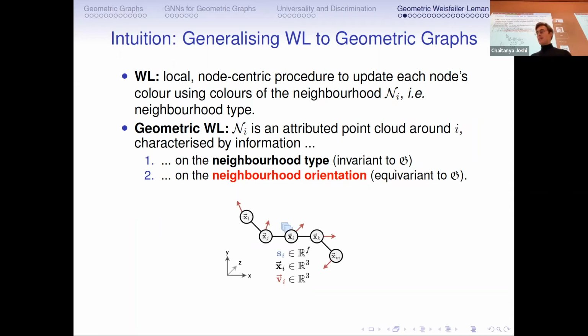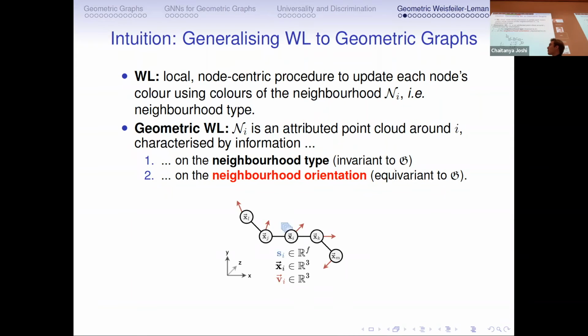So in Weisfeiler-Leman, we had this local node-centric procedure for updating the nodes. So let's think about what these local neighborhoods are and how they differ in the geometric setting versus the non-geometric setting. And when we do that, we'll see that in the geometric setting, our local neighborhood is essentially a point cloud. I'm one node sitting here, and then I've got another sitting to the top right of me, and another sitting to the top left of me. And this point cloud is characterized by two types of information.